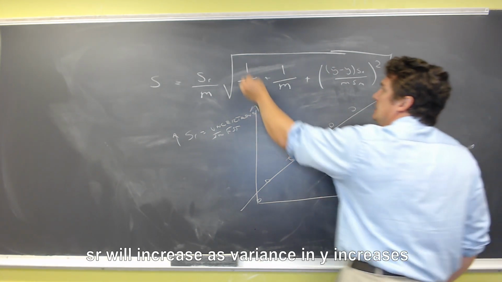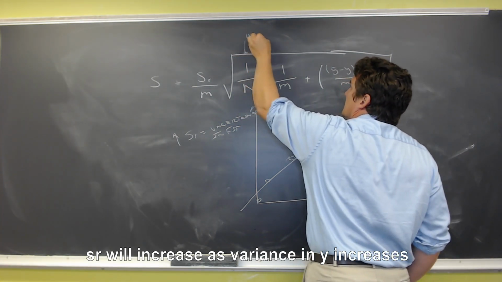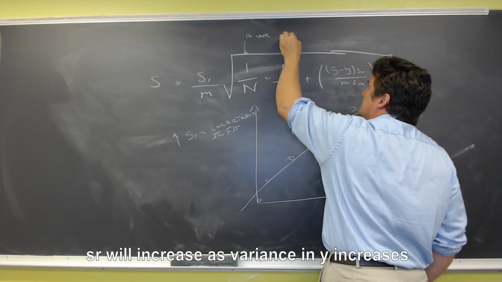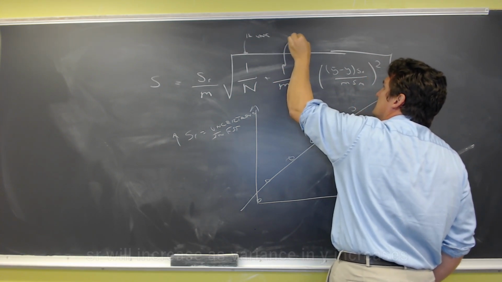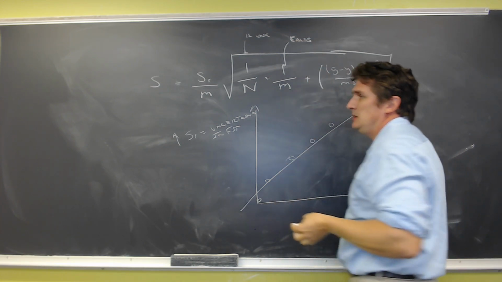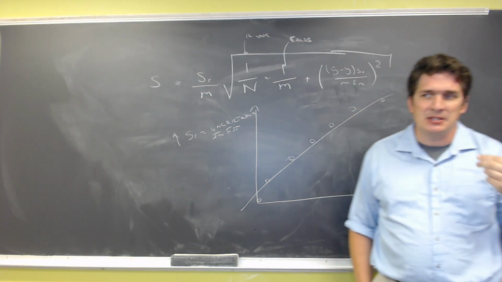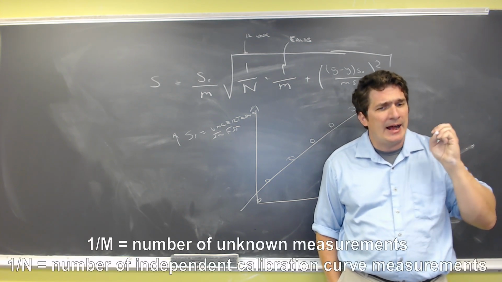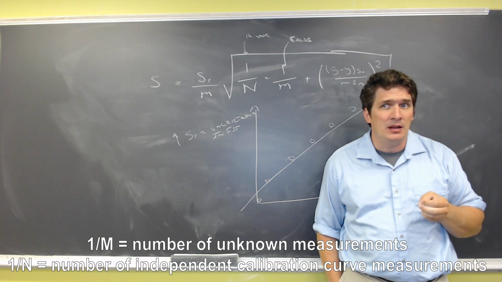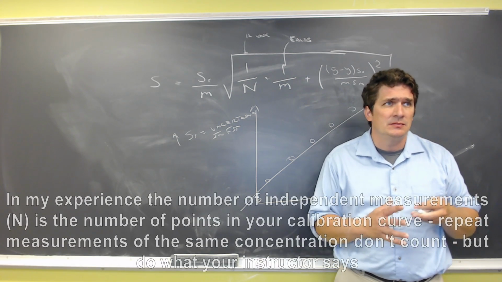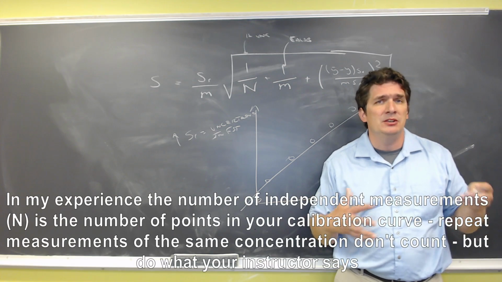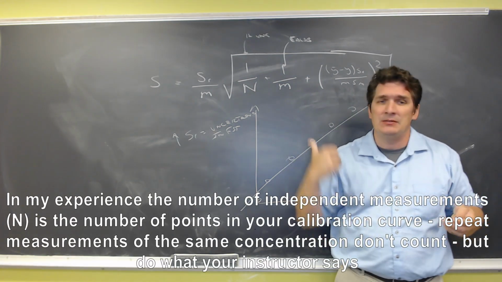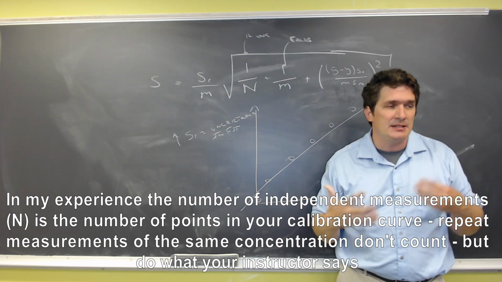Now in here is the number of unknown measurements, in here is the number of known calibration measurements. Now I do disagree with a lot of lab manuals. I see a lot of lab manuals telling you to repeat standard calibrations over and over again. I think that's what's called gaming your p-value. So if you create 5 standards and you measure them twice, is M here 5 or 10? And I would argue that it's 5, not 10.